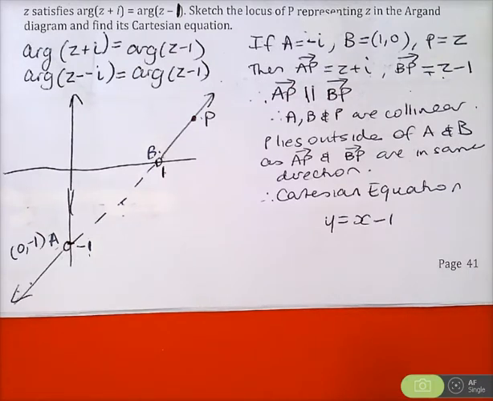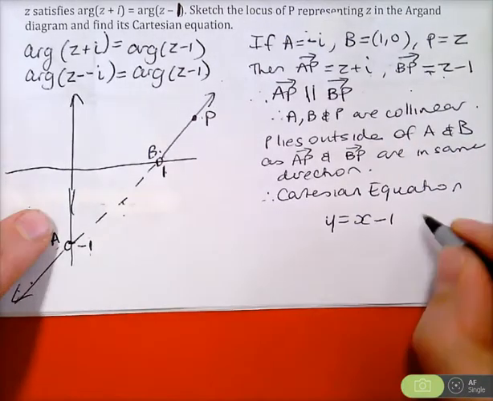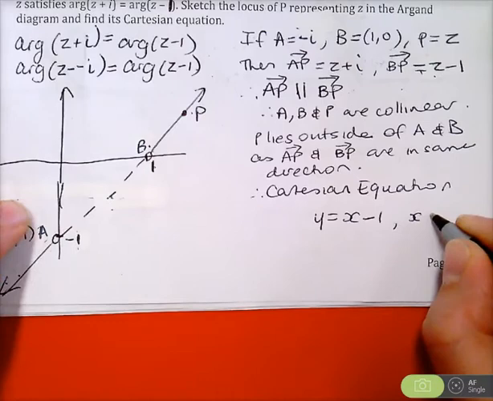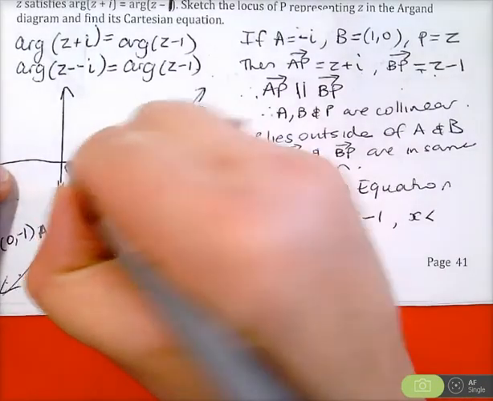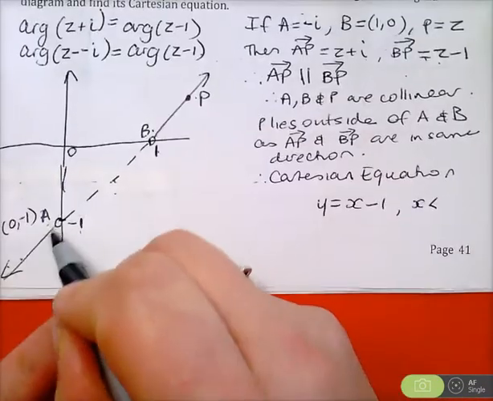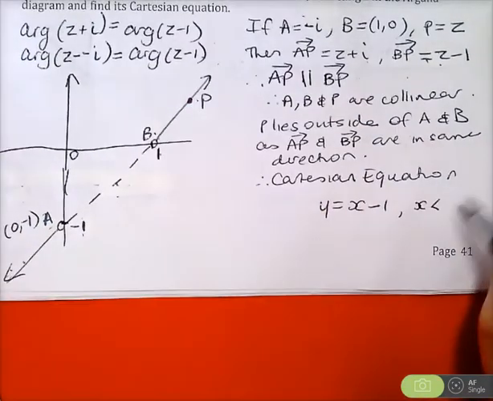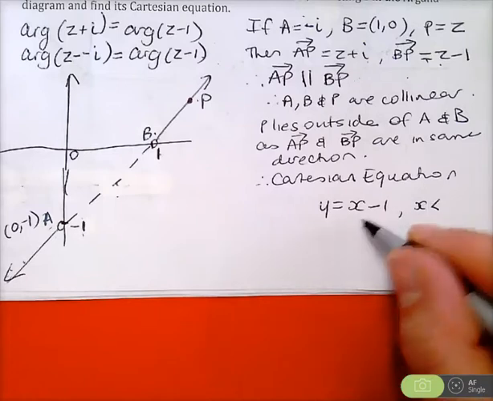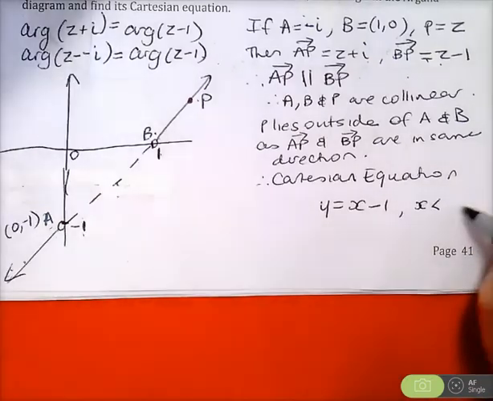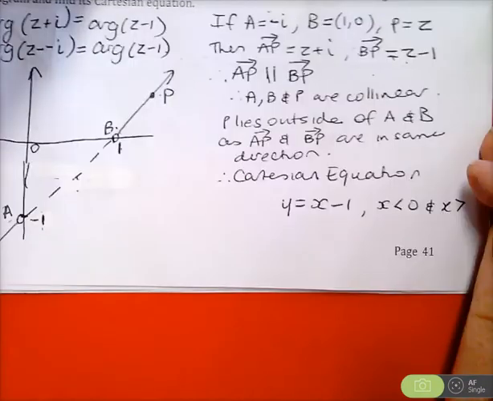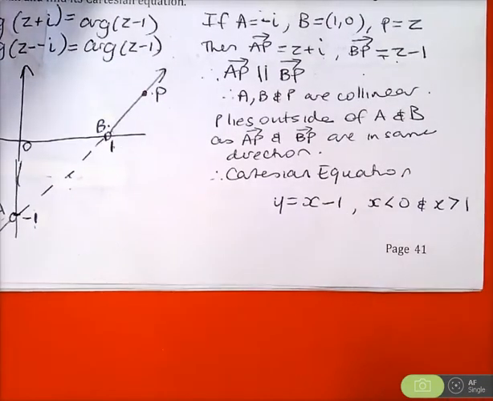Wait a sec. But it's not defined in the middle. For values of x, what? Less than? Yeah. It's only solid down here and up there. It doesn't include the middle bit. So the Cartesian equation is y equals x minus 1 for values of x less than 0 and x greater than 1. In other words, it doesn't include the x values from 0 to 1.